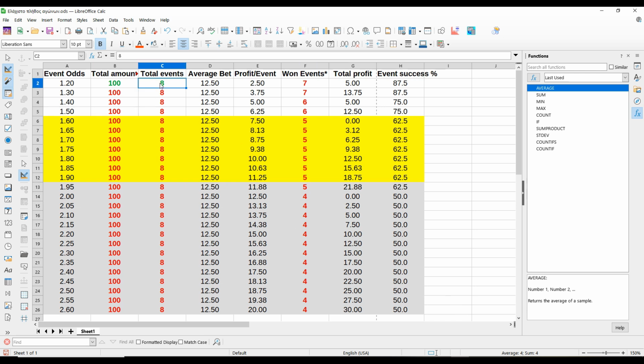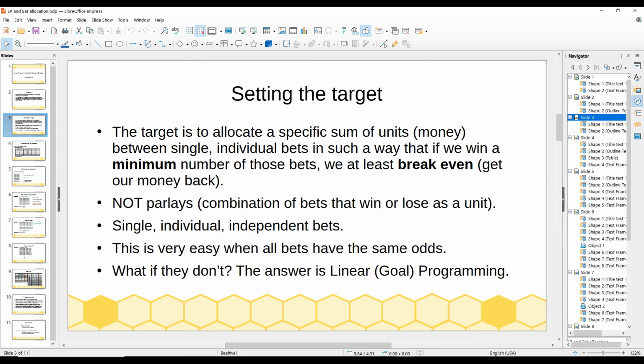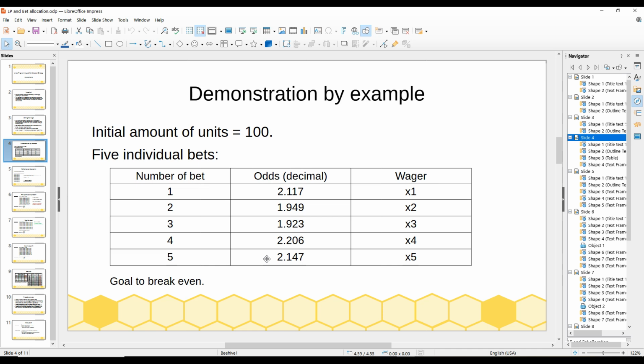Now let's put this spreadsheet away and get back to the real world, because in the real world this doesn't happen. In this case, what do we do? The answer is to apply linear goal programming. And let me demonstrate using an example. Let's assume that we have an initial amount of units equal to 100, and we need to place these 100 units on 5 individual bets.